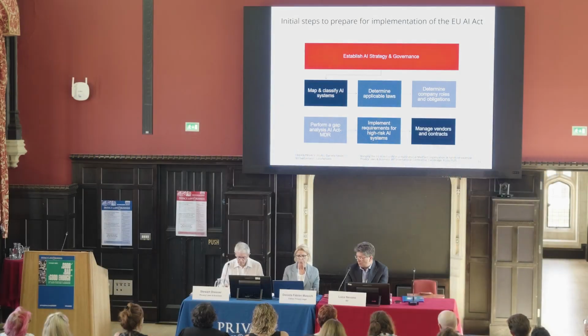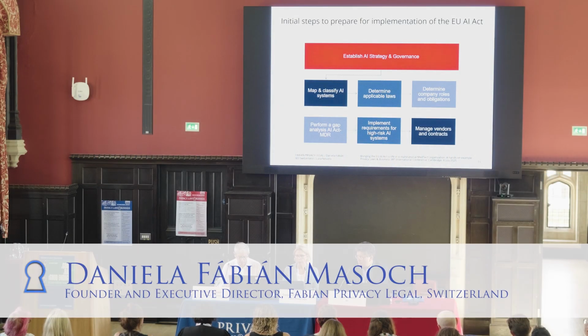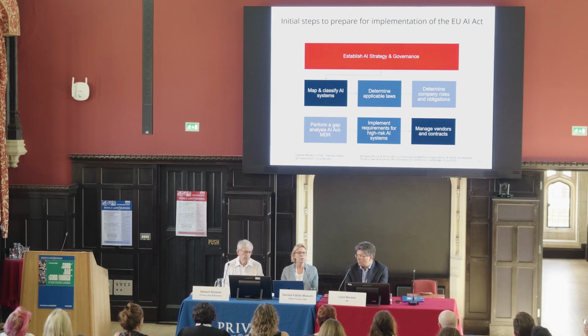In this scenario, we said that we want to establish, first of all, an AI strategy and governance with internal roles and responsibilities. You need to start somewhere. Somebody in the company needs to take this on. Often it's a privacy office, I don't know why, but anyway. But you need to clarify this. So this is the first step.